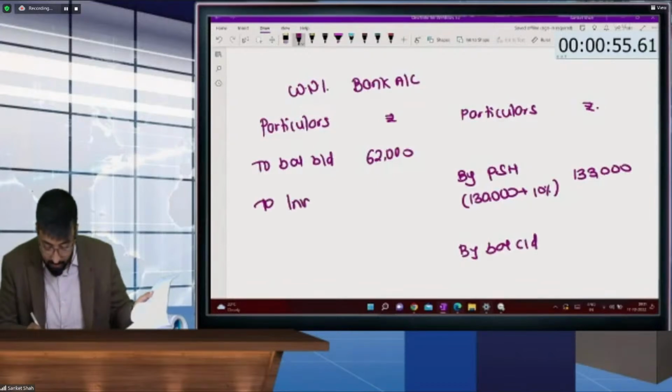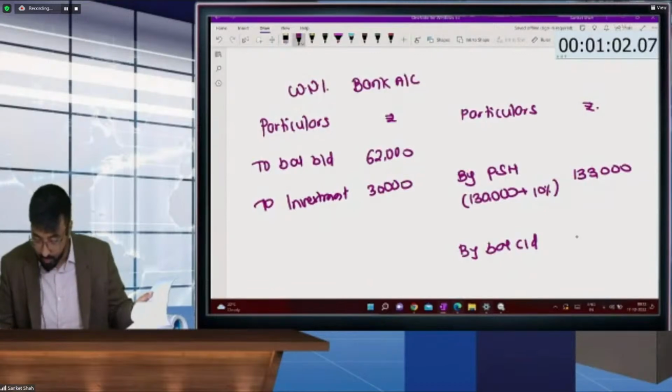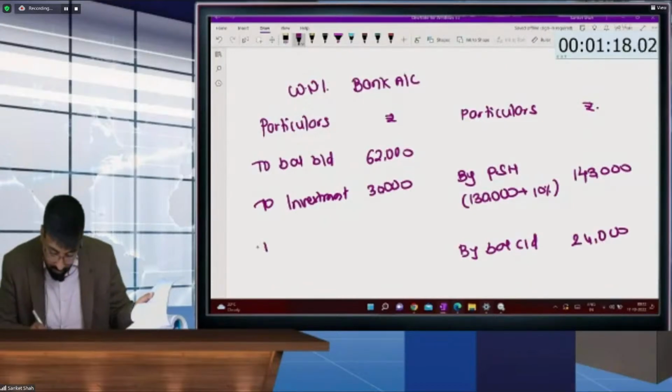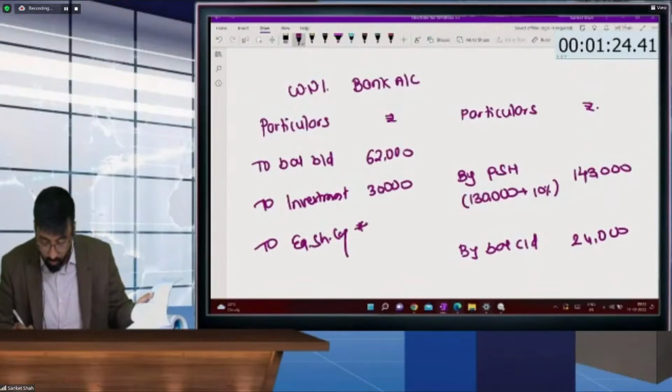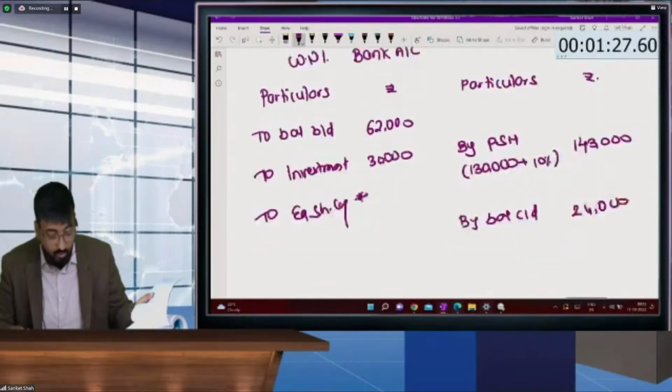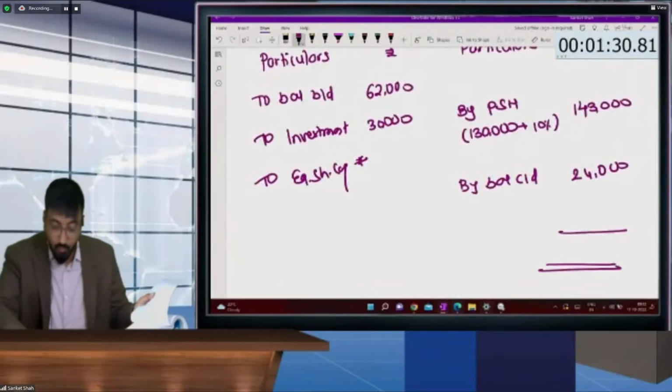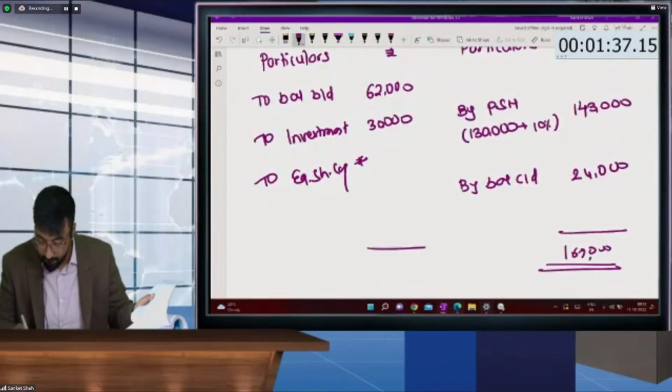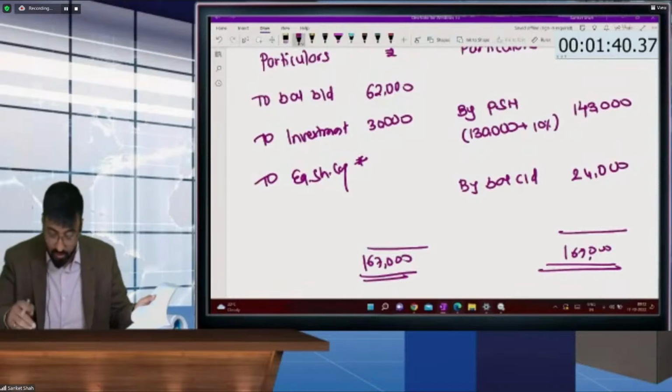Acha, to investment you are getting 30,000. And by balance carried down. Sorry, this is 143. It's my mistake. 13,000, 143. And you want available 24,000. So better to take equity share capital. From equity share capital, you need a balancing figure. 143 plus 24, 167. 1,67,000. Just divide your page.